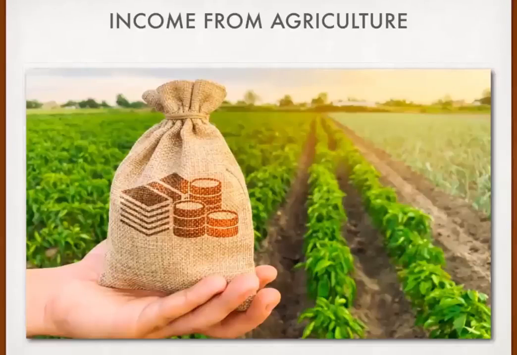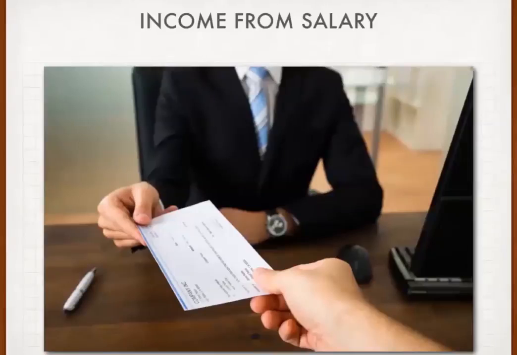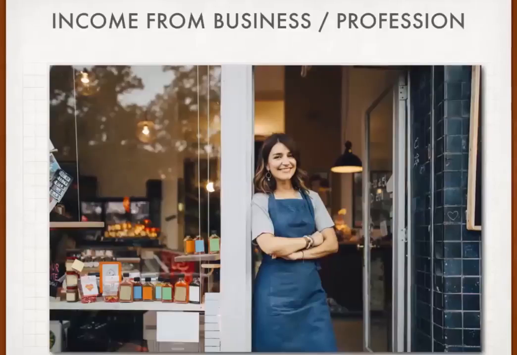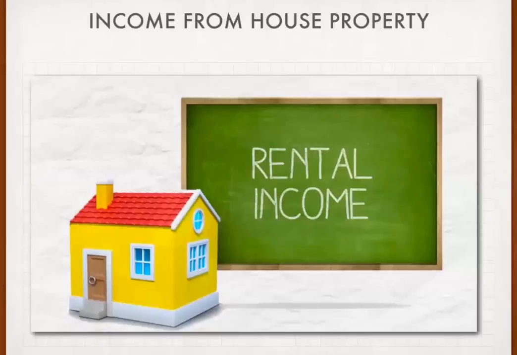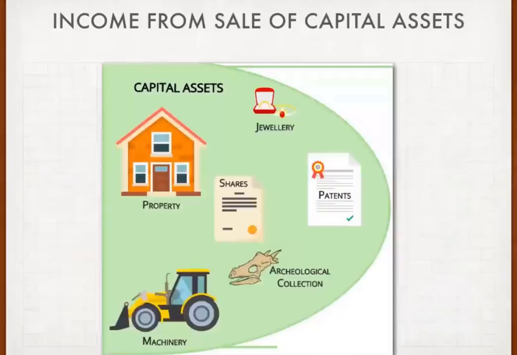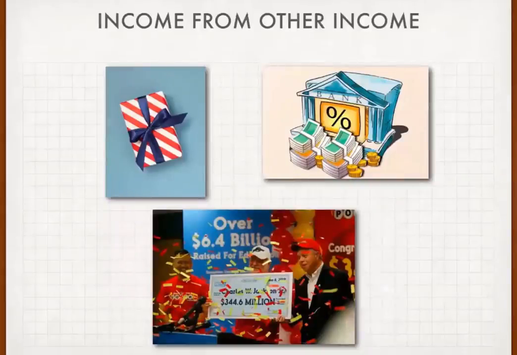You could have income coming from agriculture, or you could have income coming from a salary. You could have income coming from running a business or a profession. You could have income coming from properties that you own, residential or commercial or farmland. Or you could have income coming from the sale of capital assets, in case you have a property or jewelry or shares or patents. They are called capital assets, and when you sell them, if you make a gain, they are taxed in a certain manner.